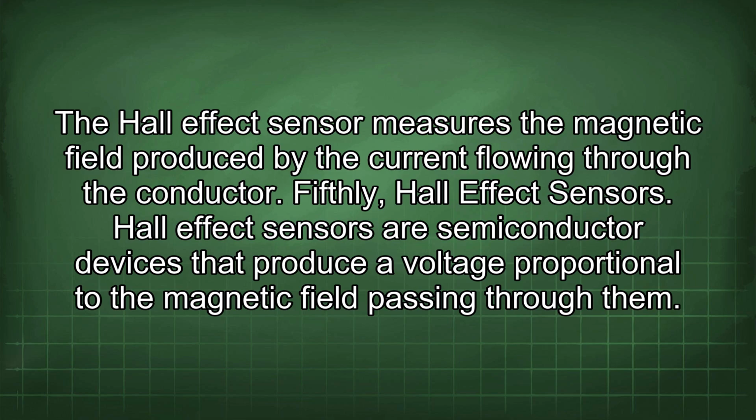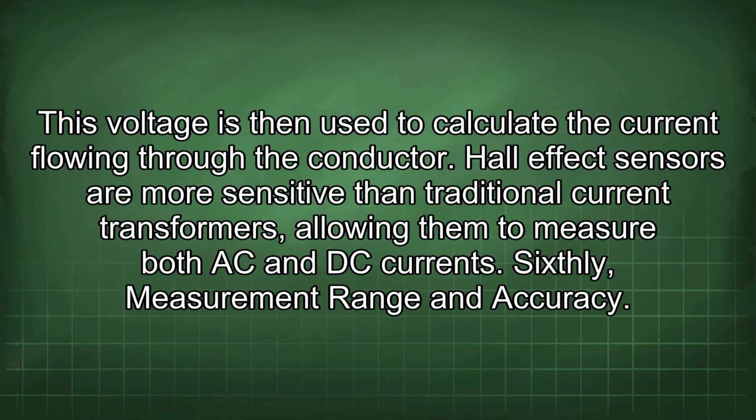Fifthly, Hall effect sensors. Hall effect sensors are semiconductor devices that produce a voltage proportional to the magnetic field passing through them. This voltage is then used to calculate the current flowing through the conductor. Hall effect sensors are more sensitive than traditional current transformers, allowing them to measure both AC and DC currents.